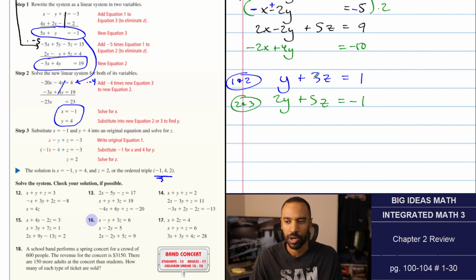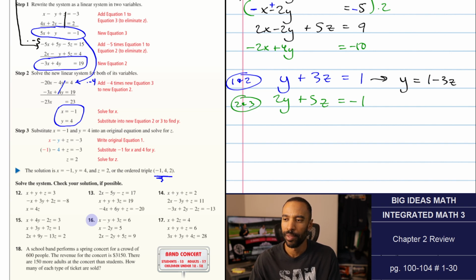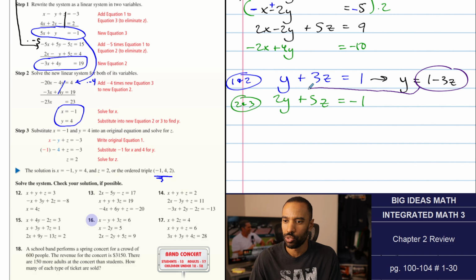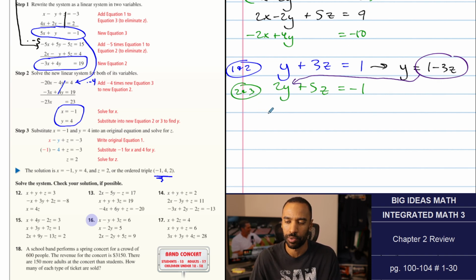I don't see substitution on the horizon for the next problem, so let me do a substitution form here for a brief moment. I'm going to solve for y in this equation by writing it as 1 minus 3z, subtract 3z over. And I'm going to take this 1 minus 3z and substitute it for y in this equation. This will be a way to get z by itself in its own equation to solve for z. Yes, I could use elimination. I can multiply the top equation by -2, get rid of y. I just want to show you a different format here for a second.